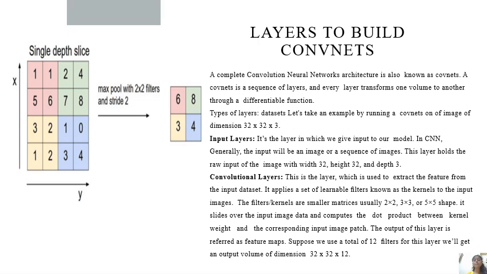In a CNN, generally, the input will be an image or a sequence of images. This layer holds the raw input of the image with width 32, height 32, and depth 3. Convolution layer. This is the layer which is used to extract the features from the input data set. It applies a set of learnable filters, known as kernels, to the input images. The filters or kernels are small matrices, usually 2 cross 2, 3 cross 3, or 5 cross 5 in shape. It slides over the input data and computes the dot product with the weights associated, and we get the corresponding output for the input patch.